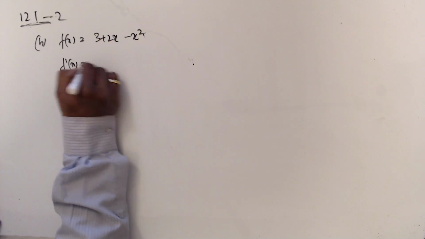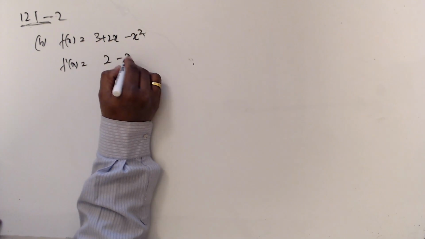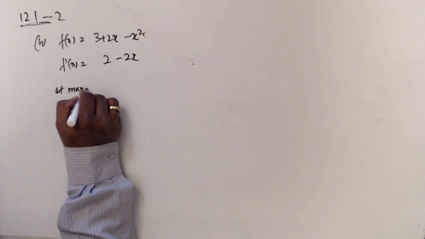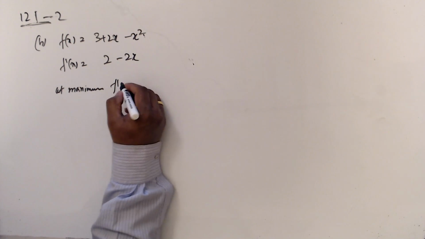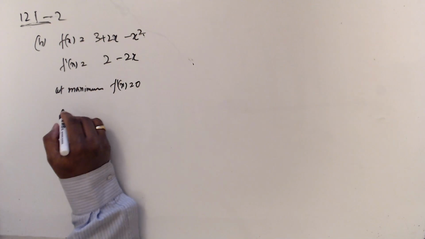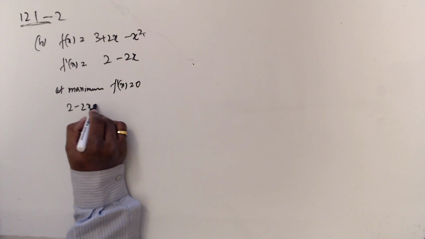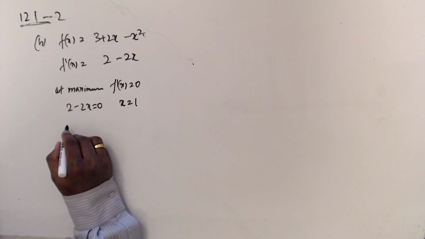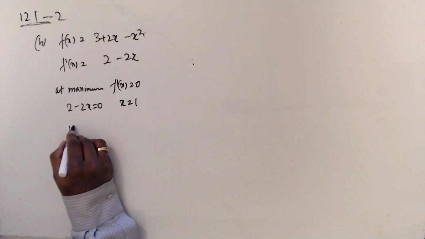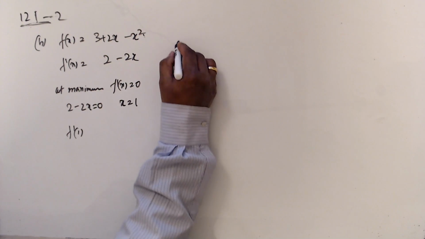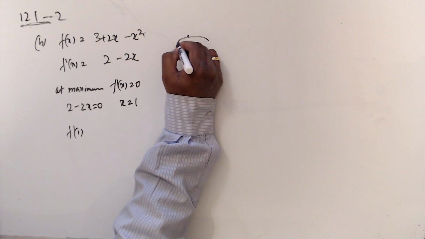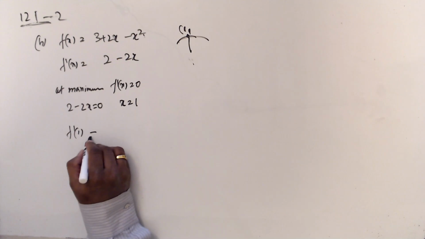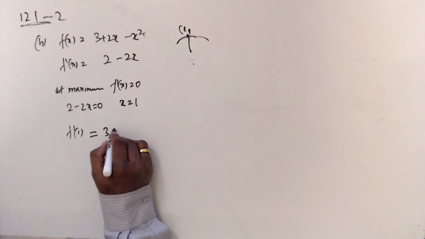f dash x is 2 minus 2x. At maximum, f dash x equals 0. So 2 minus 2x equal 0. x equal 1. Now I found the x value of this stationary point, that is 1.